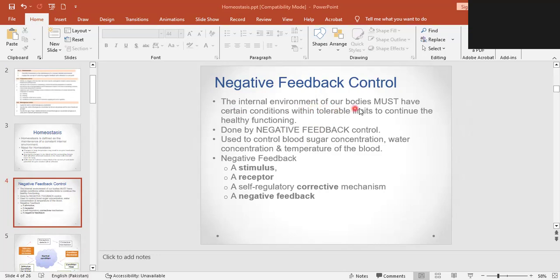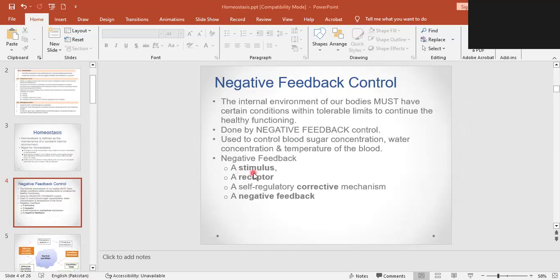So, the internal environment of our bodies must have certain conditions within tolerable limits to continue healthy functioning. And it is kept constant, or maintained and monitored, by a mechanism known as negative feedback. Okay, it is used to control the blood glucose concentration, and it also controls the water concentration and the temperature of the blood. These are the major examples. Now, there are four steps by which this negative feedback mechanism occurs.